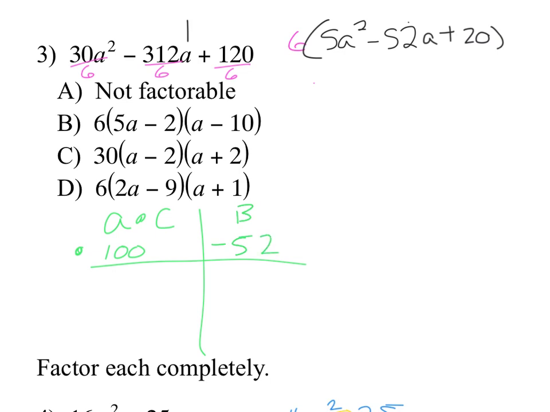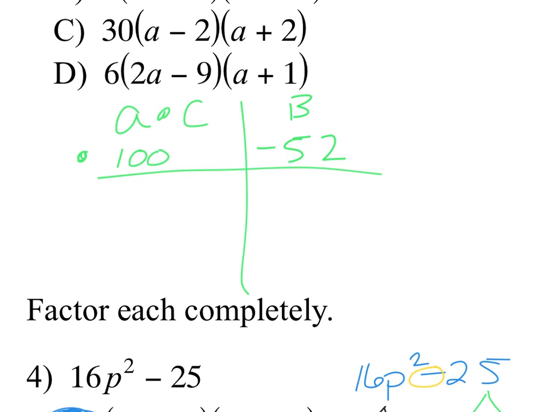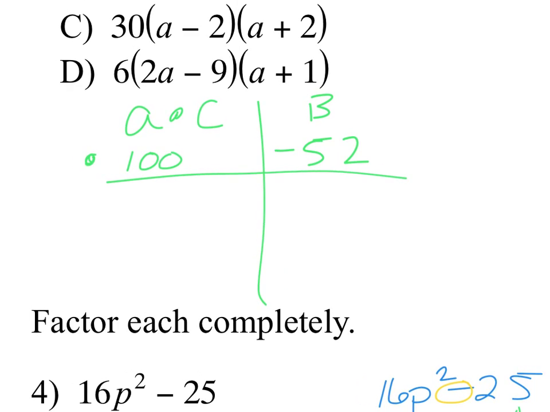So start thinking of factors, because that's always easier to start with. What can you multiply to get 100, and we'll see if we can get them to add up to 52. 1 and 100? All right, so 1 and 100. Is that going to get us to 52? No. Nope. Okay, so what's next?